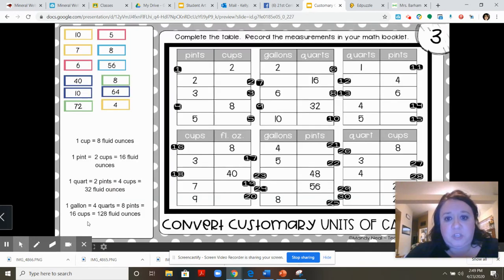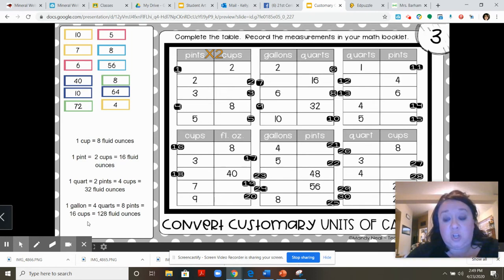All right, so we're going to start here. We're going to review our skills of input-output table. So in our input-output table, we have some different tables here set up, and I'm going to talk you through and get you started on some of them, and then I'm going to have you finish the rest for me. So we have here pints and cups is our first table. Okay, so if I look at my information over there, I have that two cups make up 1 pint.